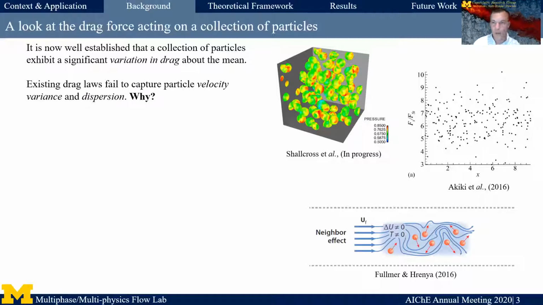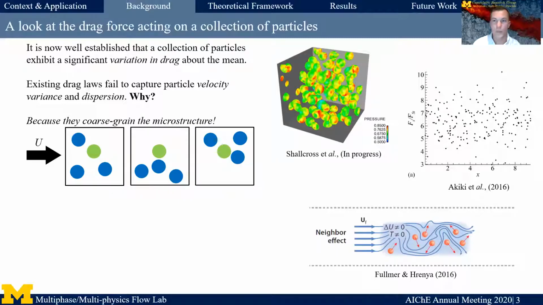Now, existing drag laws in Euler-Lagrange frameworks fail to capture the velocity variance and the dispersion, the question being why. If we consider a very simple system where these different particles are distributed in our box, we'll quickly identify that our coarse-grained EL is going to basically smear out the microstructure. Each one of these systems could have the same Reynolds number as well as the same solids volume fractions. Consequently, we would compute the drag to be identical on all particles.